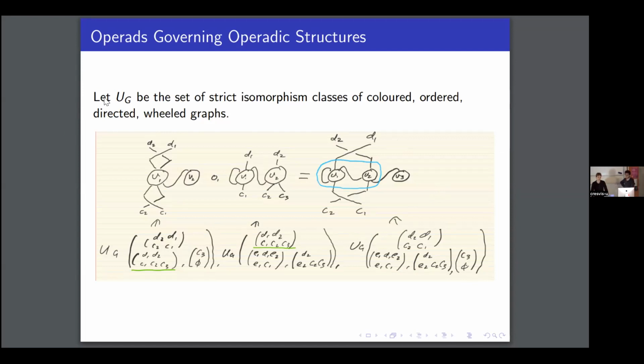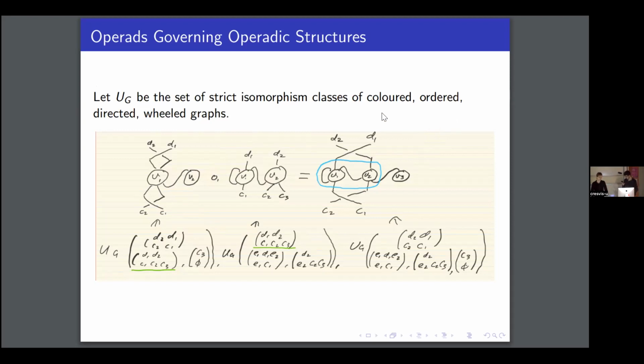If we have some set of graphs that satisfy some properties, we say that a graph is colored if each of the flags or half edges of the graph has some color from some non-empty set of colors. And this is subject to the condition that if any of these flags or half edges are joined together to form an edge, then these flags or half edges must have the same color. So our edges have one color.